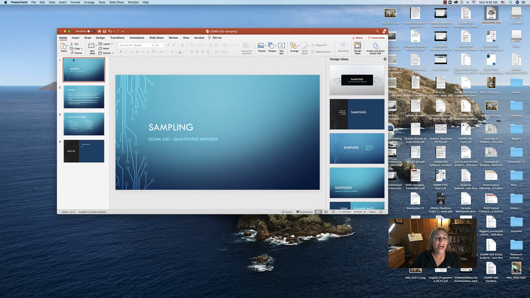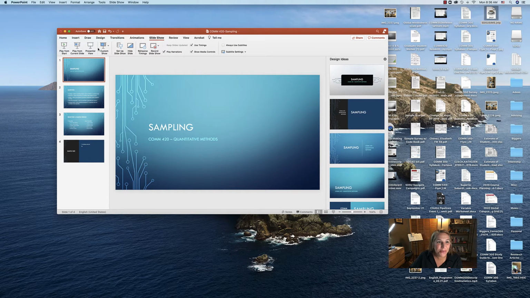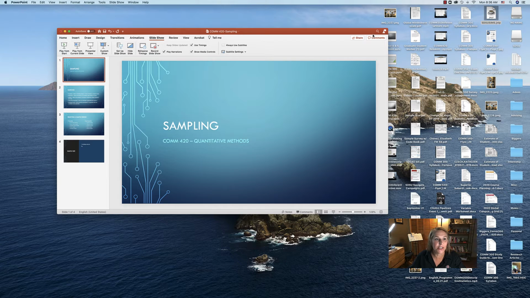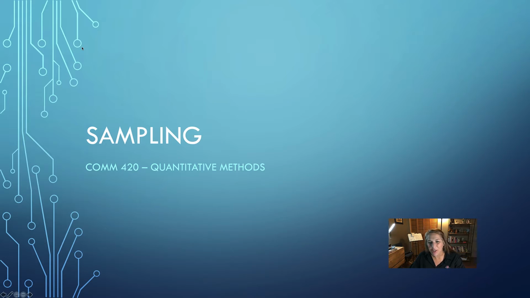Hello, Quant. I have been putting off the very short, as you can see here, sampling lecture, but I do want to get to it, mostly because it's information you do need to know. I want you to be familiar with it, understand it, particularly for testing purposes. But most of it I think you already know or are familiar with.